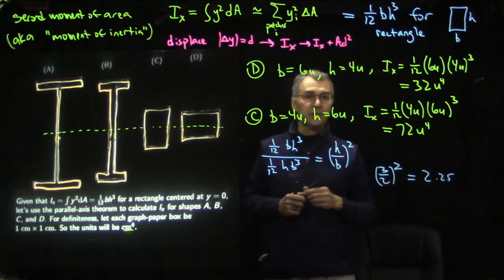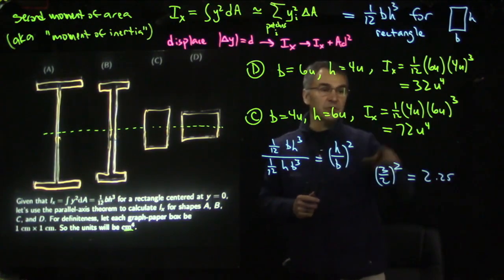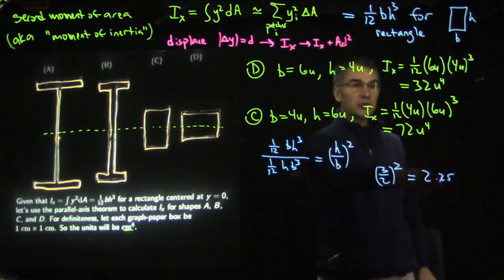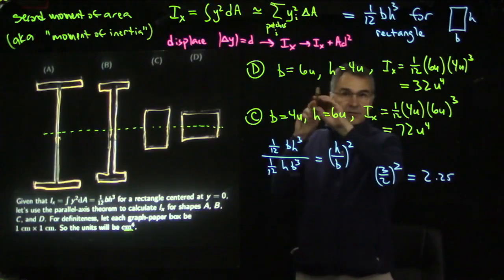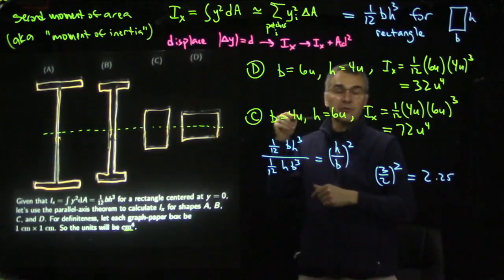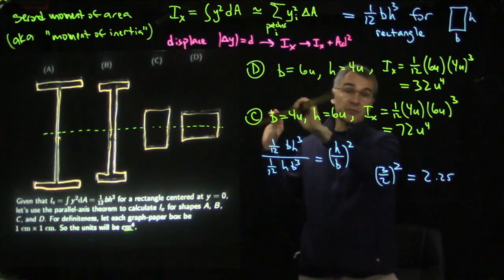Because 15 squared is 225. In fact, if you compare 72 with 32, you'll find that 72 is 2¼ times 32. Sure enough, 72 is 2¼ times 32. So we'll use that fact in the future. If I take this object and compare it this way versus this way, the ratio of the two stiffnesses turns out to be this aspect ratio squared. And for this meter stick, that aspect ratio is about 3, so the aspect ratio squared is about 9 or 10.